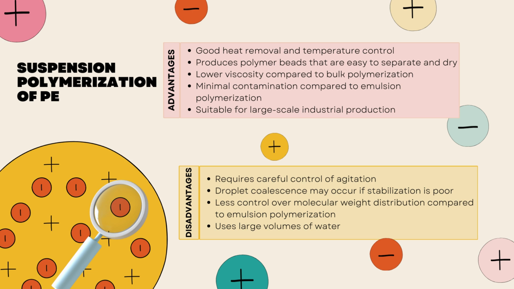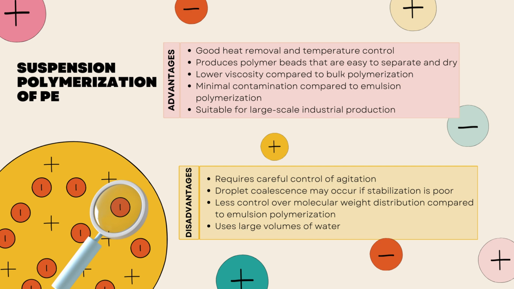For the last part, we have the advantages and disadvantages of suspension polymerization. For the advantages, it has good heat removal and temperature control. It can produce polymer beads that are easy to separate and dry, have a lower viscosity compared to bulk polymerization, and have minimal contamination compared to emulsion polymerization. It is suitable for large-scale industrial production.